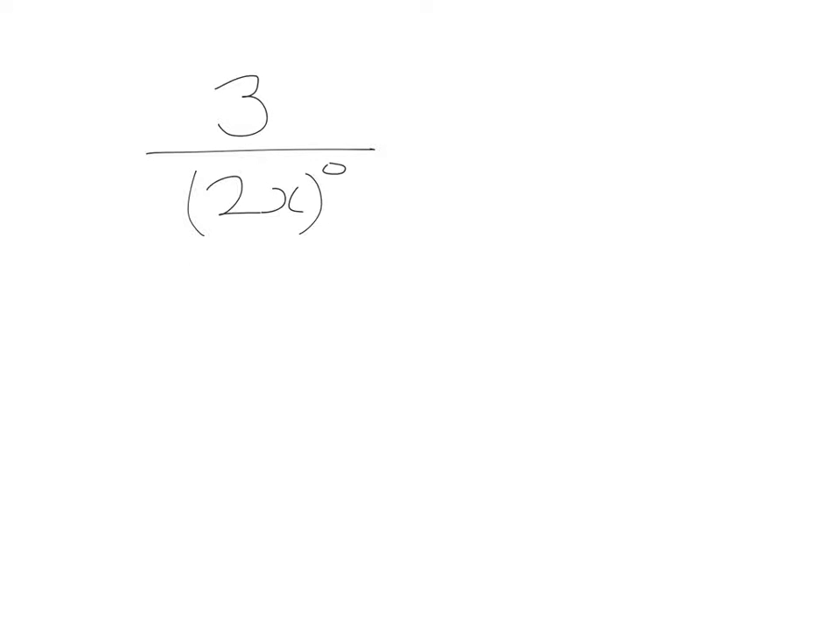If we had something like this, 3 over 2x to the power of 0. 2x to the power of 0 is all in a bracket, which means this full thing is to the power of 0. Anything to the power of 0 is 1. So 3 over 1 is simply 3.